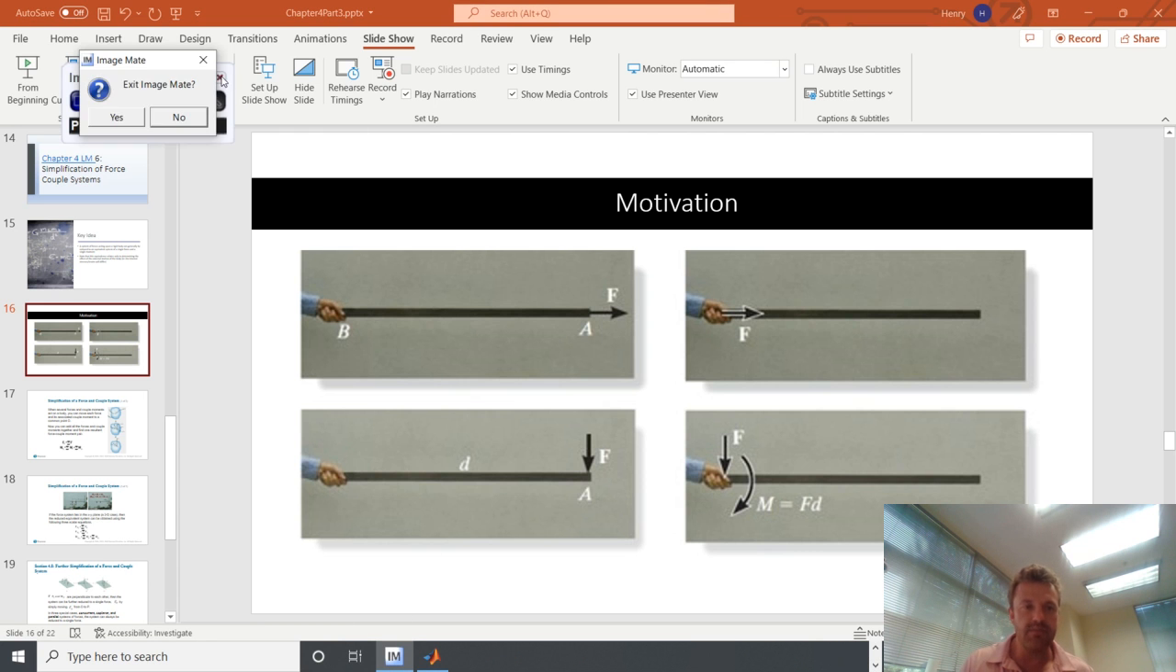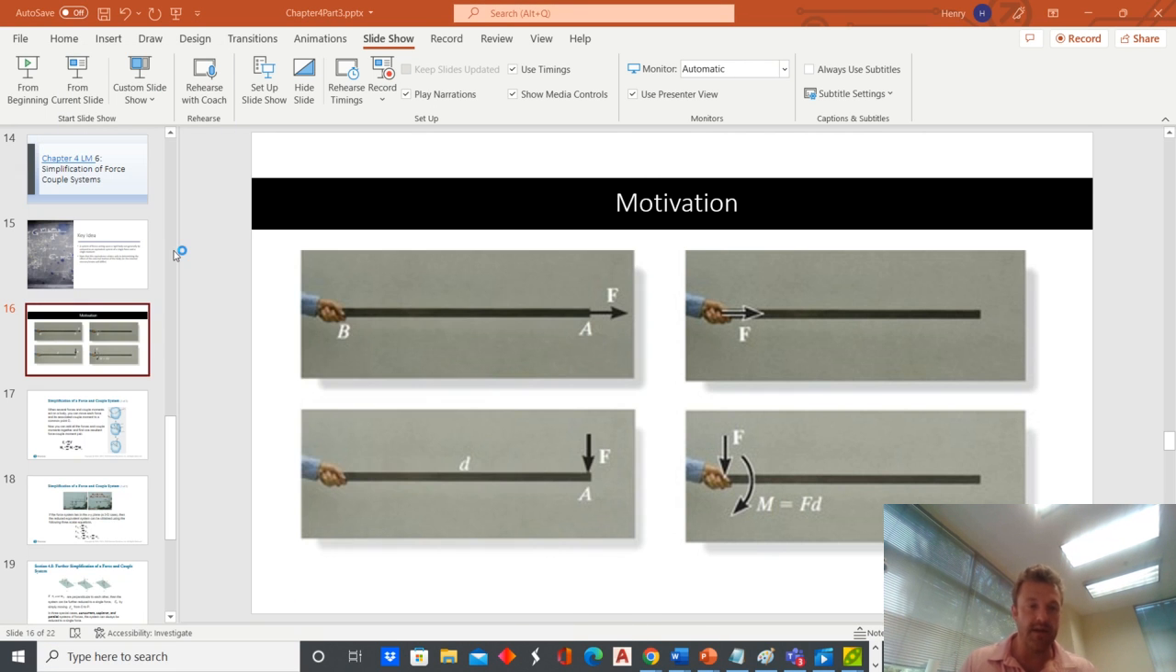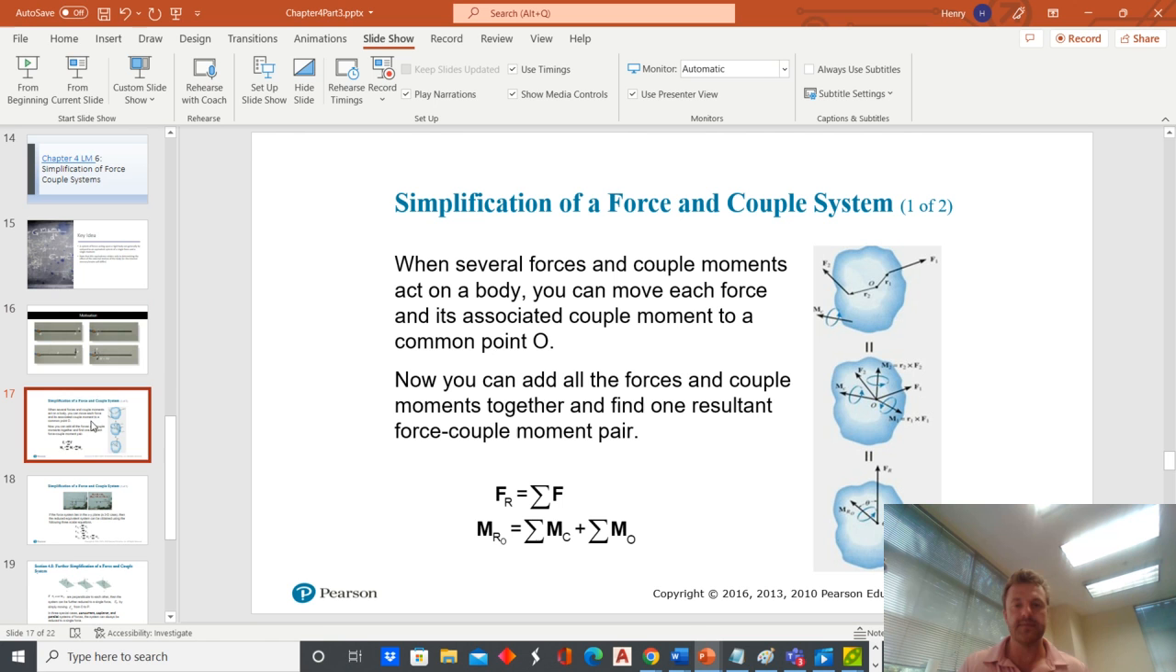And of course, the Image Mate is not going to be behaving, and I'm not going to be deterred by that. I will just open it up again, and I'll draw it once the Image Mate starts.